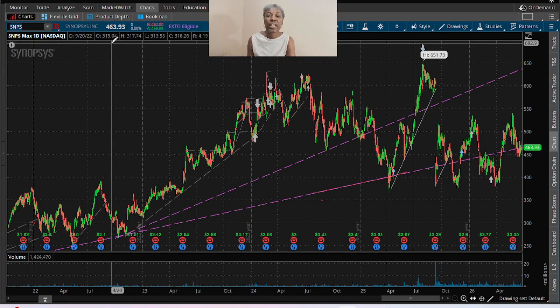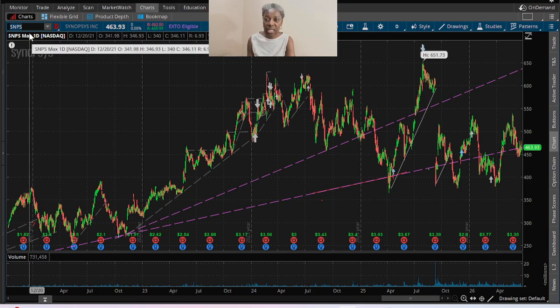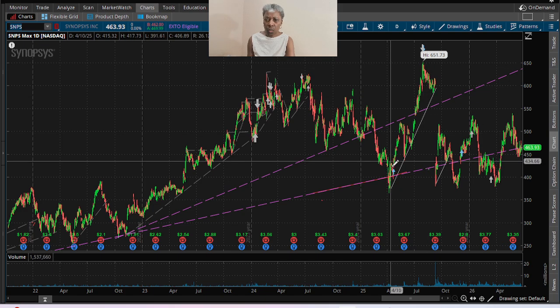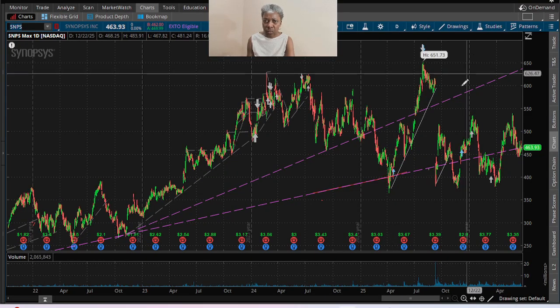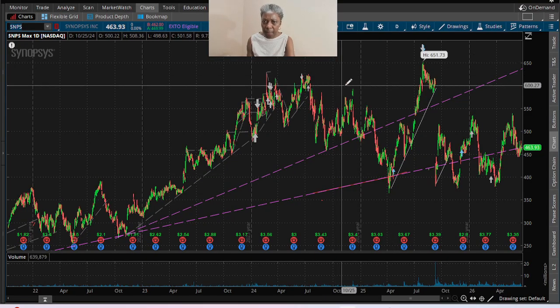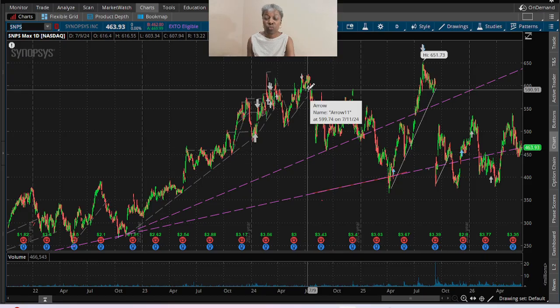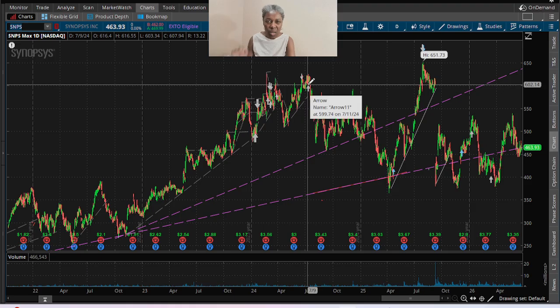So when we are looking at SNPS, we purchased it in 2025, and I purchased it in 2024 around July, right at the top. So I paid a high price for it and then it pulled back.